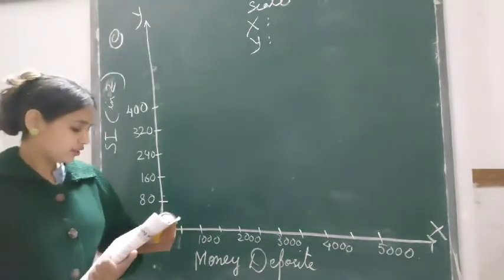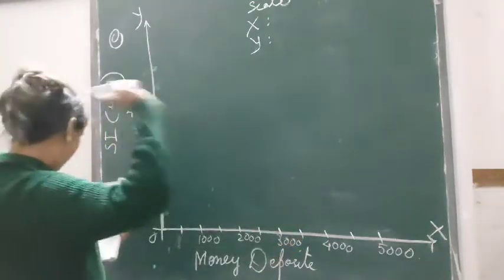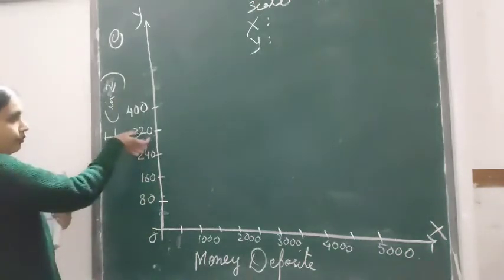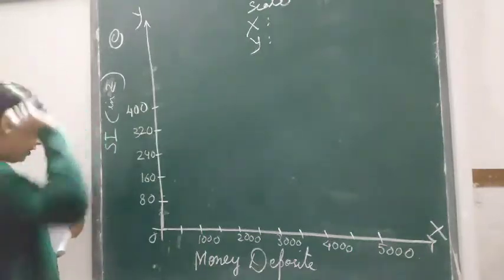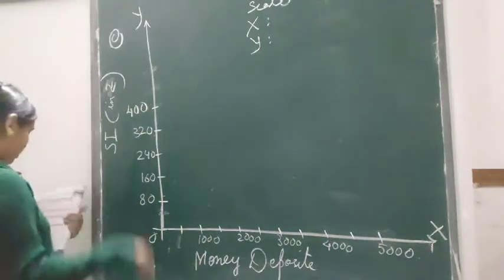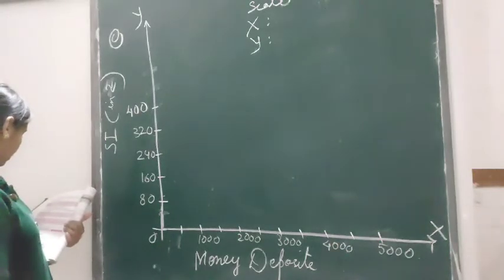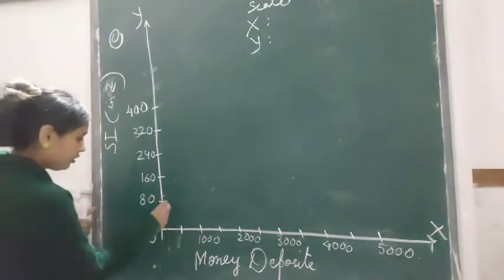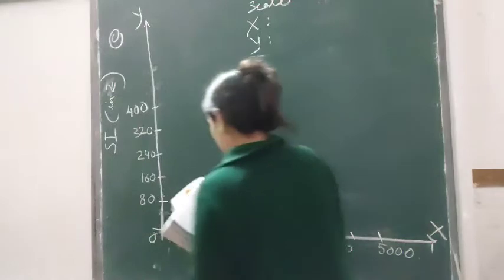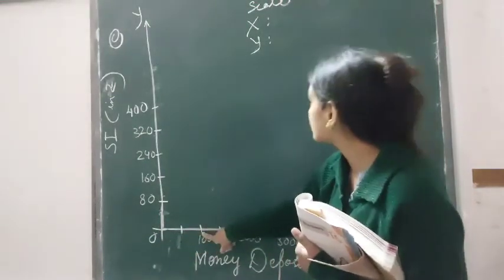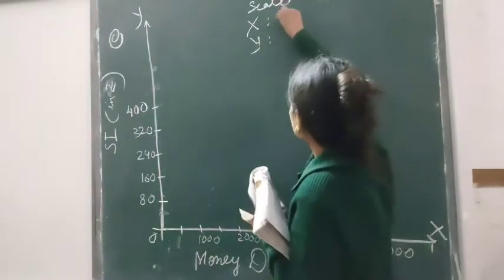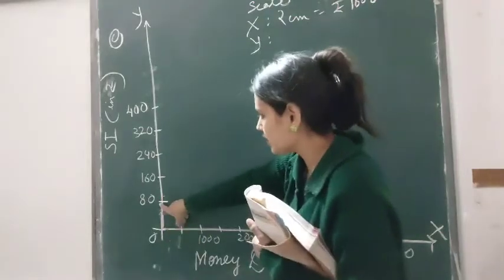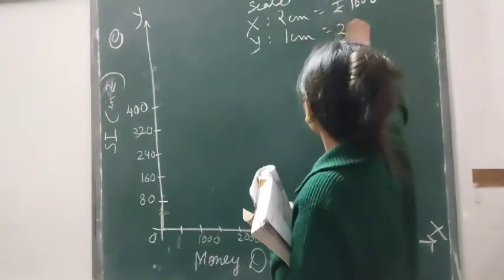Interest on deposits per year. The deposits here I have done: 1000, 2000, 3000, 4500, and simple interest 80, 160. Children, it is the difference of 80, 80. Okay. So without making any changes, we can use them as the intervals. So we have to draw the graph. Let's start. First one 80 and 1000. Oh, we have to write the scale. On the x-axis, 2 centimeters is equal to rupees 1000. And on the y-axis, 1 centimeter is equal to rupees 80.